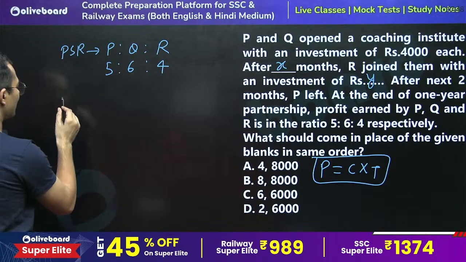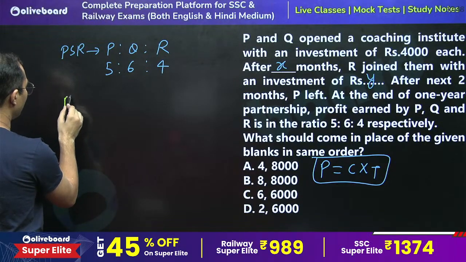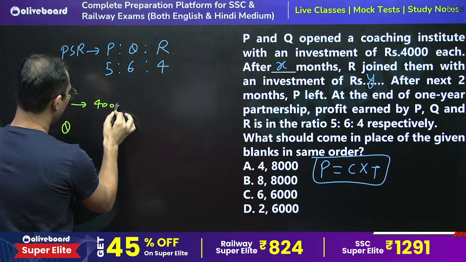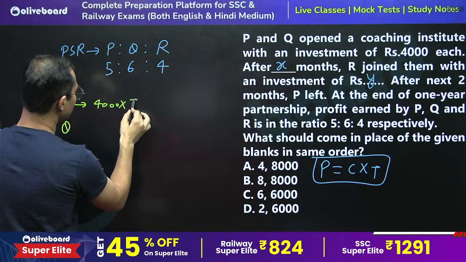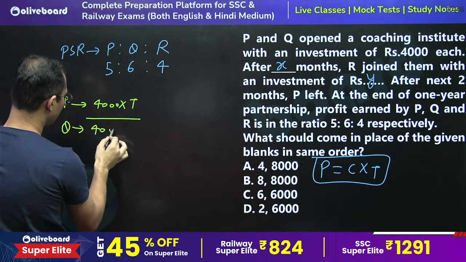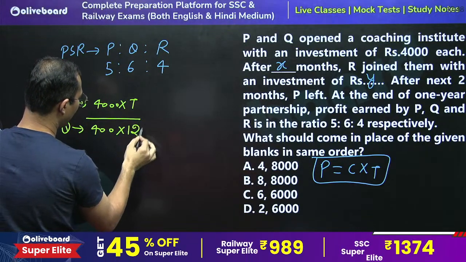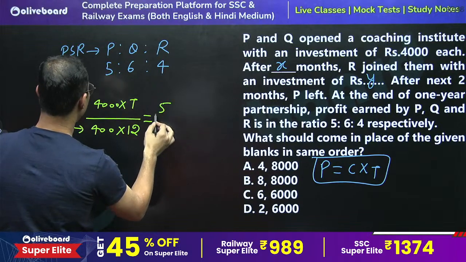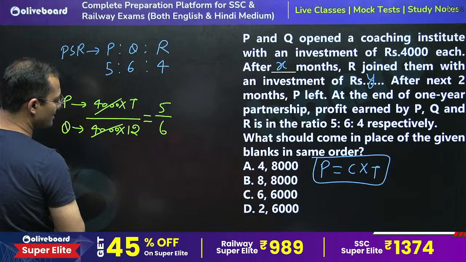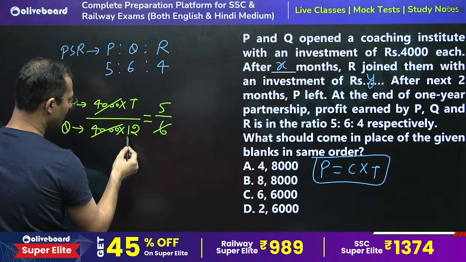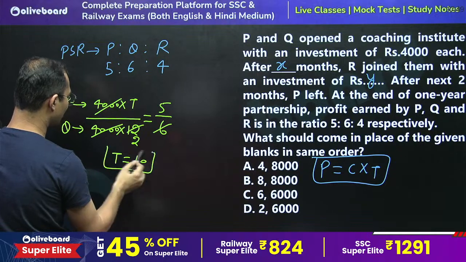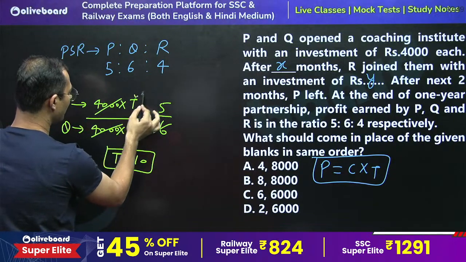So we can say that the profit sharing ratio for P and Q: P's capital is 4,000, and let's say it is used for T time, and Q's capital of 4,000 was used for 12 months. So it must be equal to 5/6. So simply 4,000 cancels, and by 6 it is 2 times. So T is equal to 10. So we can say that P's capital was used for 10 months.